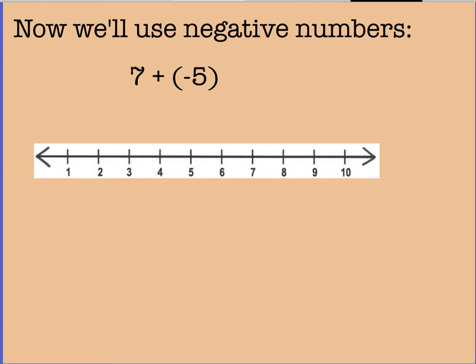Let's use negative numbers now. Starting at 7 and then adding a negative 5. Start at 7. Adding a negative 5 means I'm going to move to the left 5 spaces. So my result is 2. 7 plus negative 5 is 2.